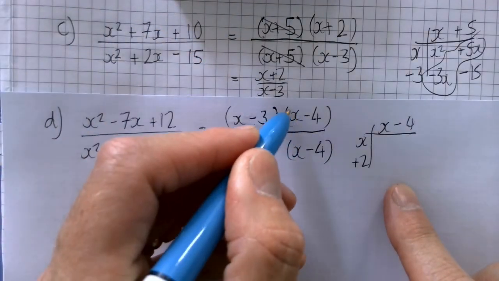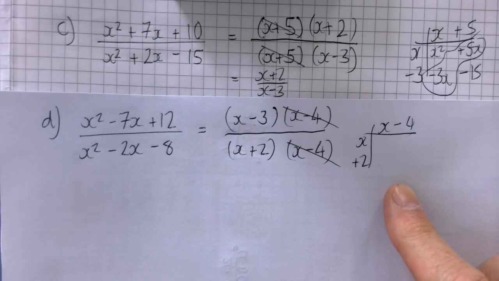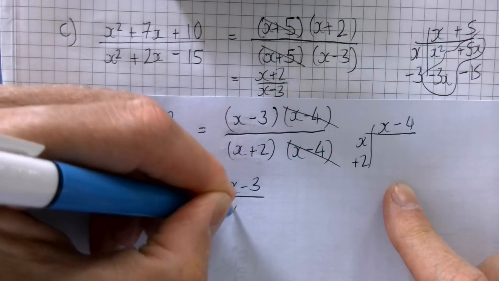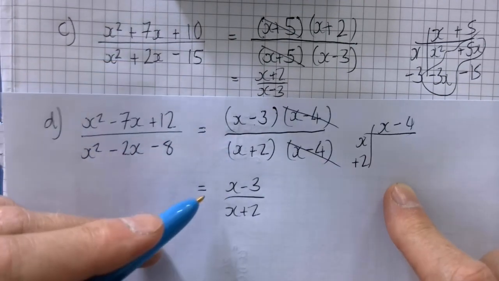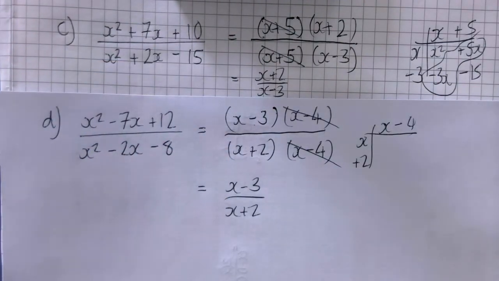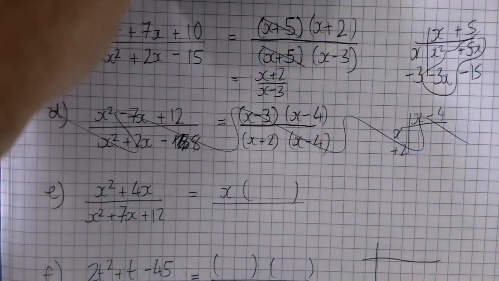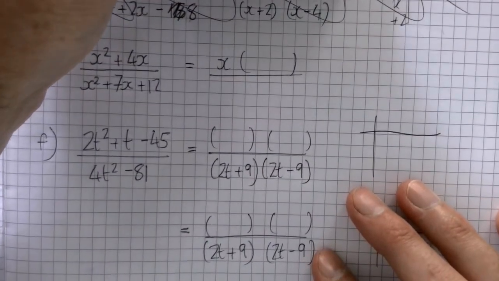So I can cancel out the x minus 4s, and that gives me x minus 3 over x plus 2. And again, I could put the brackets. I don't need to put the brackets because there's nothing else up there. All right? Now, C and D were pretty sort of standard. I know I'm certainly not going to use the word easy, but they were certainly standard. Ignore that because that's my incorrect version of D. E and F were just a little bit different.